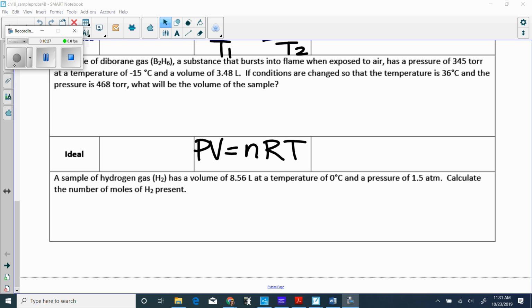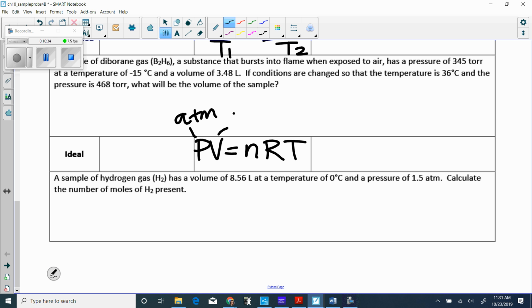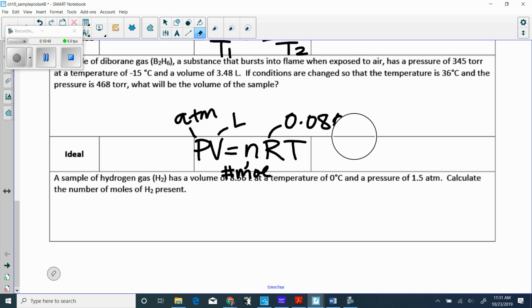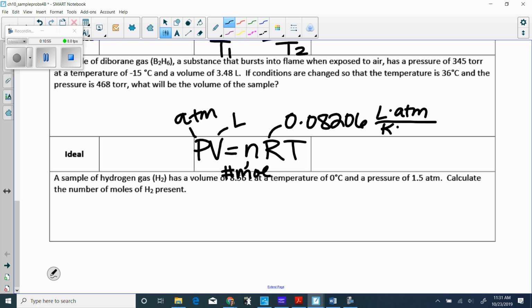Okay, PV equals nRT. Go ahead and plug stuff in. Remember, pressure has to be in atm. Volume has to be in liters. Number of moles, this one you are given, kind of easy, but not usually. R is the universal gas constant, 0.08206 liters atmospheres per kelvin moles, and your temperature has to be in Kelvin. It's a derived unit.